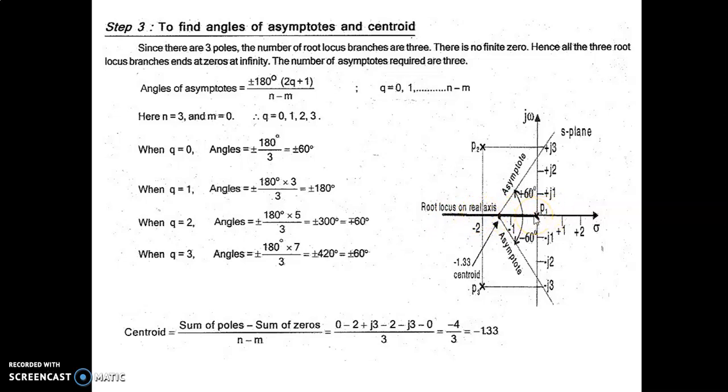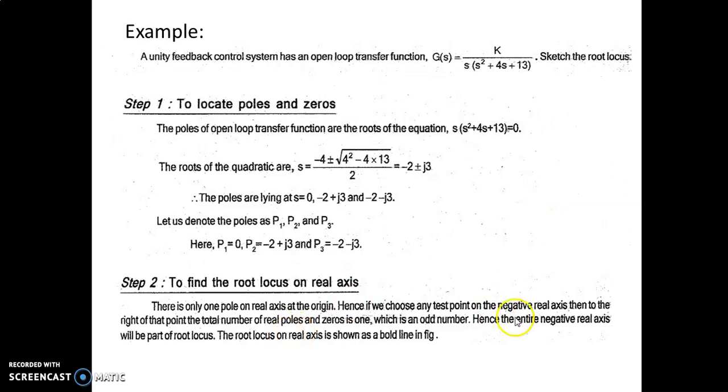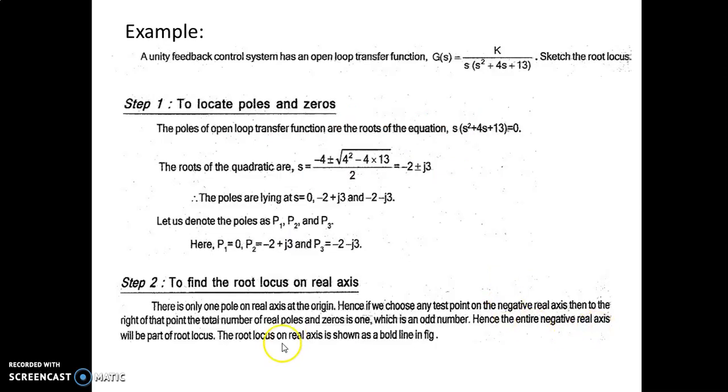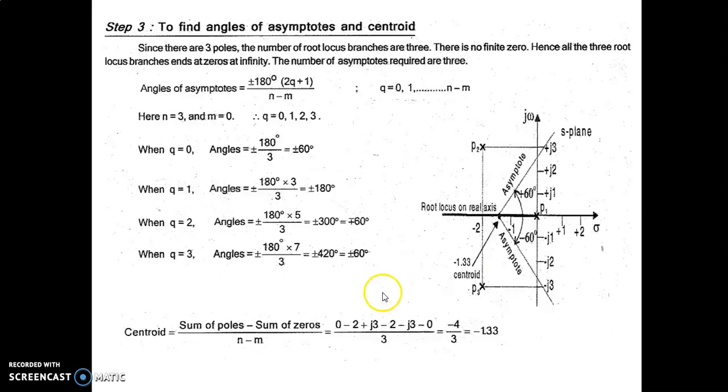Otherwise, it is not. That means here, if you choose any test point on the negative real axis, then to the right of this particular point, the total number of poles and zeros is 1. It is an odd number. So that means the entire negative real axis will be part of the root locus. It is shown with the bold line.